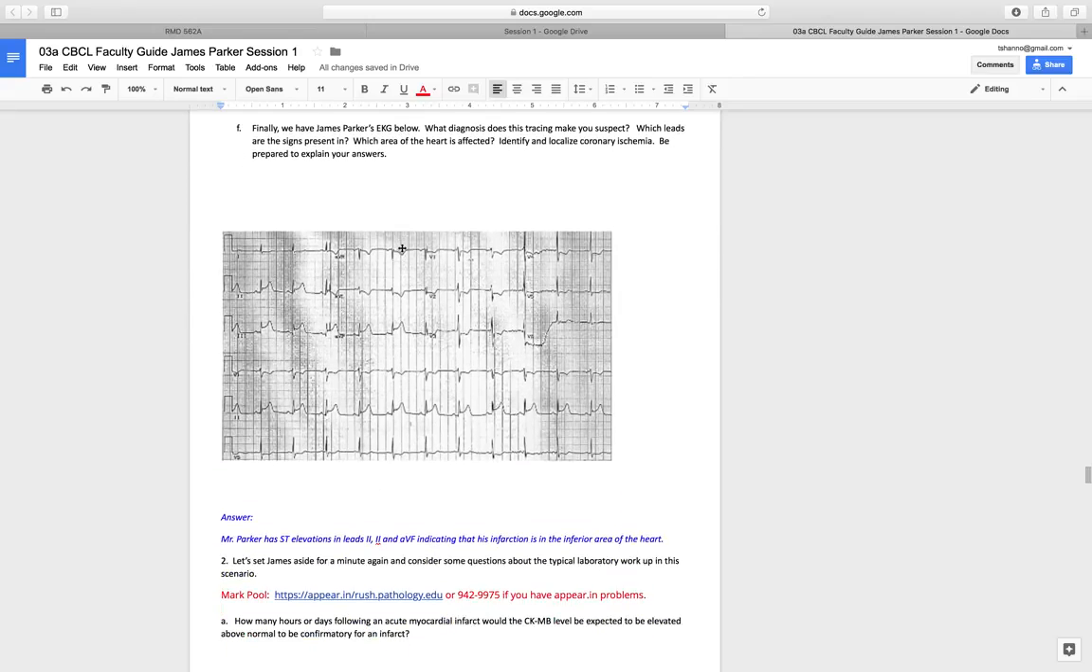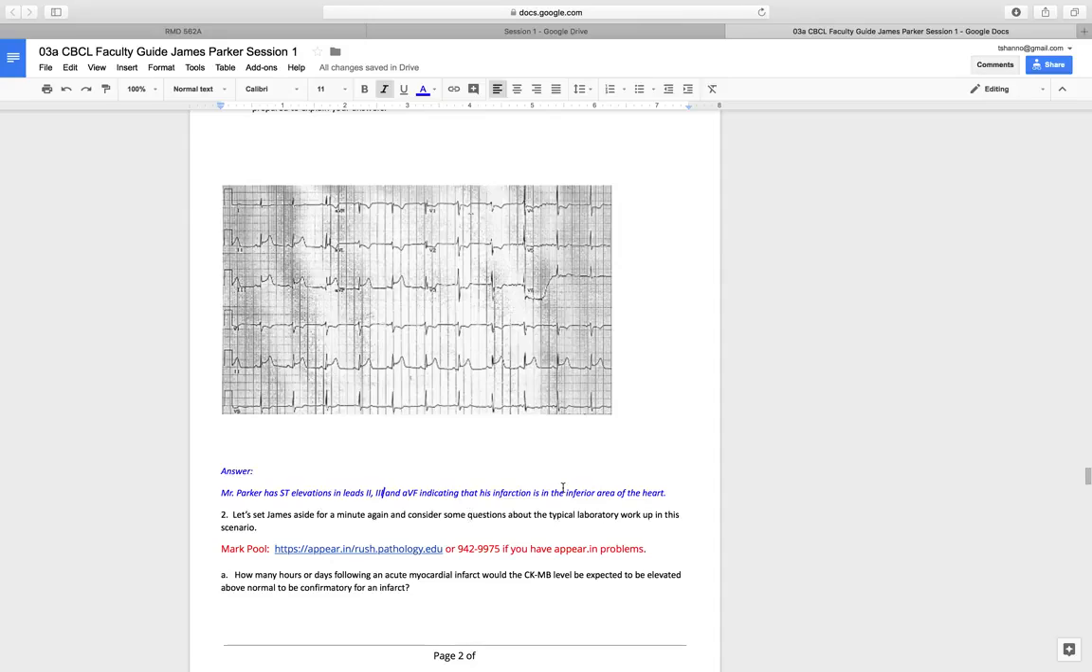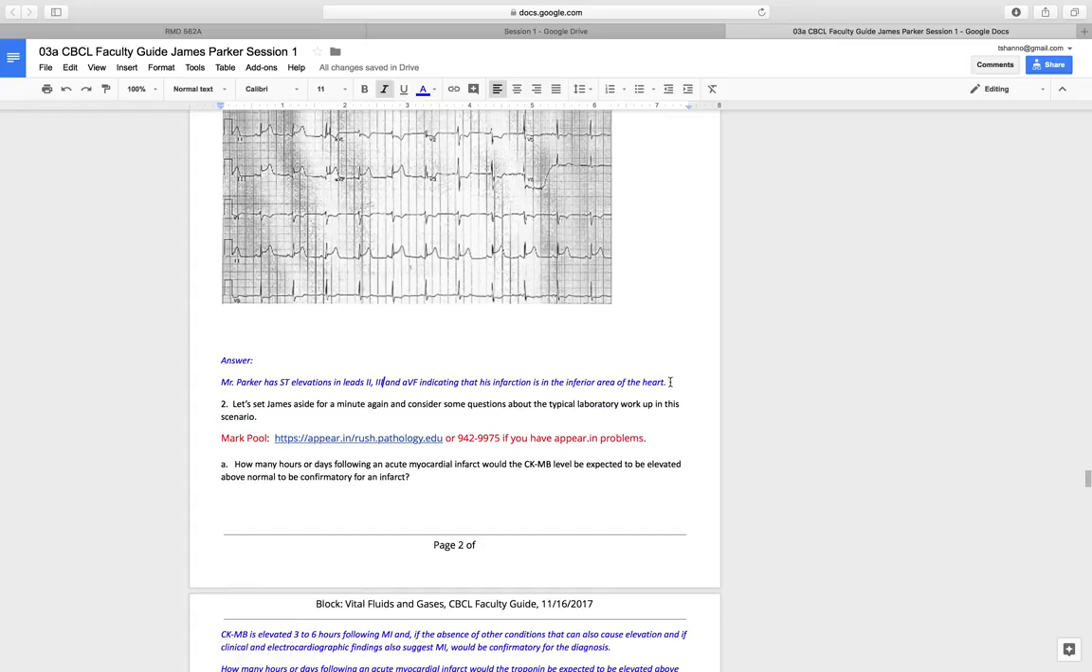And then finally, James Parker's EKG is here. His elevations are in leads 2 and 3, and the AVF lead. And so he has an inferior infarct, and we're going to ask them which artery that is in the angiography section in activity 3.